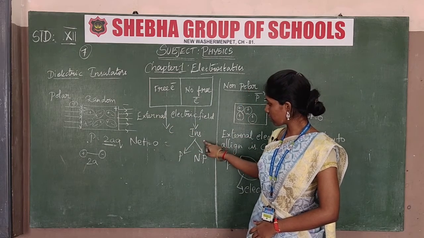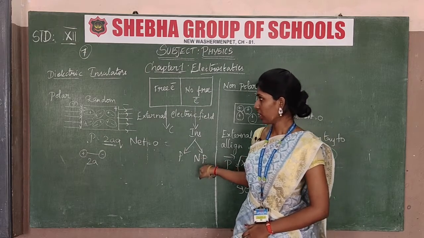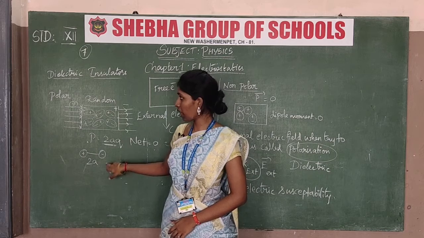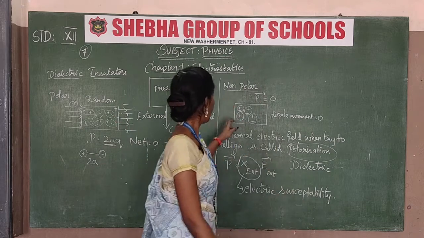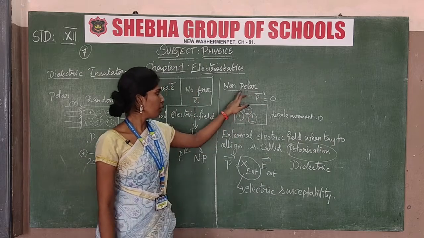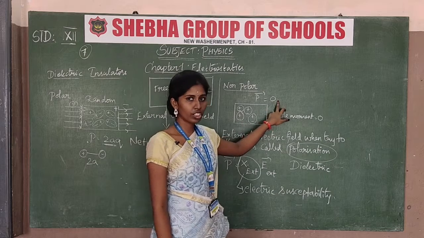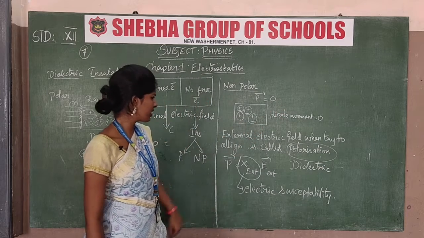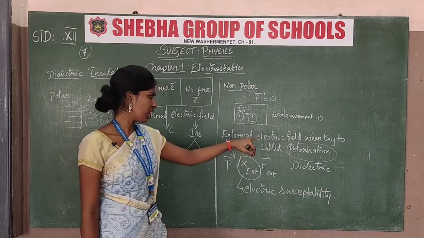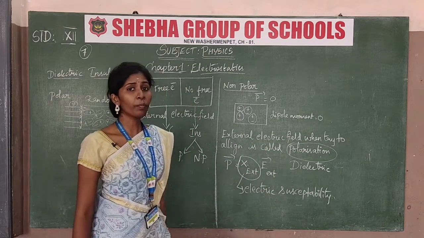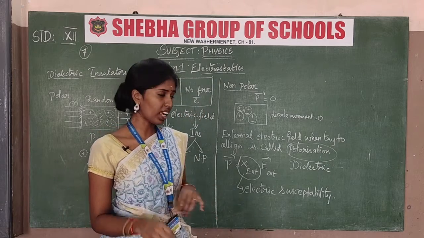So the insulator will be of two types: one is polar, another one is non-polar. Here we take this experiment in the polar conductor, polar molecules. Here, non-polar molecules. Non-polar molecules means the electric potential will be 0. When an external electric field tries to align them, it is called the polarization. What does polarization mean? An external electric field is applied in that region.